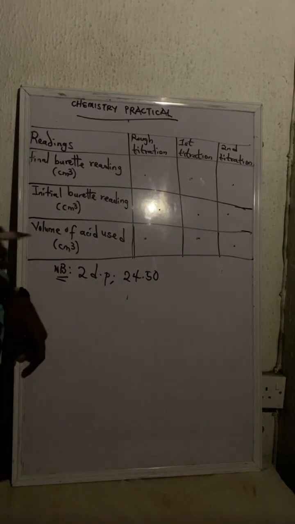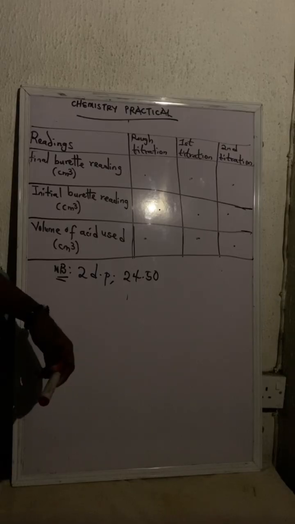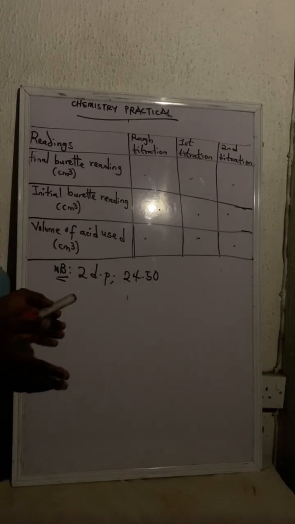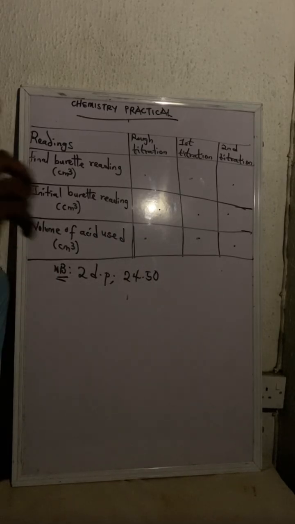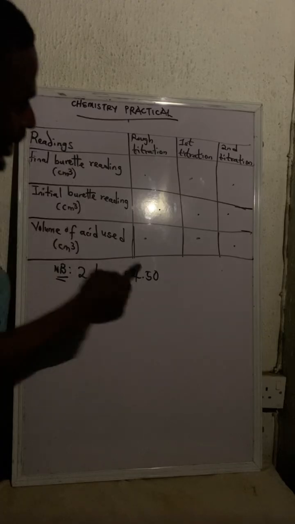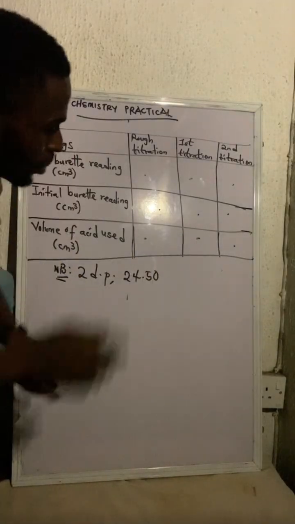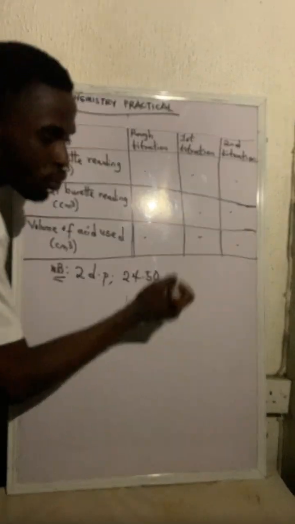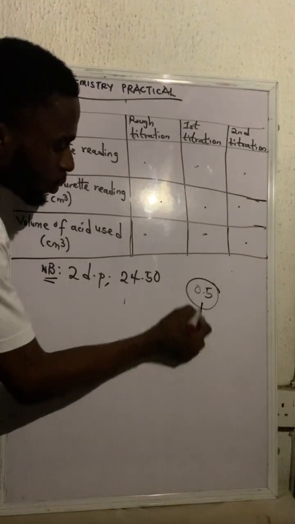I can always formulate a number, any figure, because it's my experiment, but I would not advise you to formulate figures because it is risky. You can do it in a group, maybe 5 or 6 of you formulate numbers. But one thing I want you to know is that any number you write for the volume of acid used must not be more than 0.5. Any number you write must not be more than 0.5.